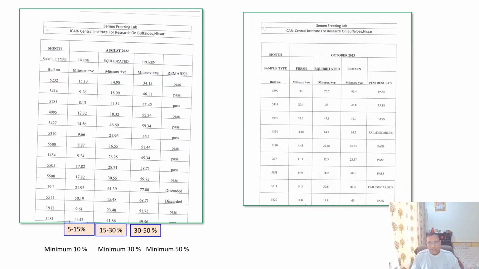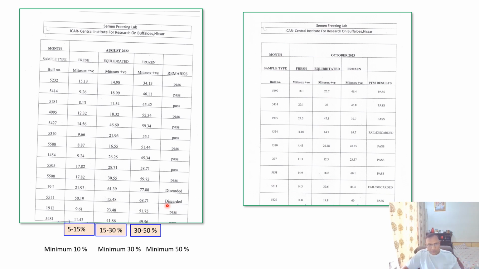We regularly measure. Our semen lab is accredited by the central monitoring unit, and we regularly monitor the MitoSOX production by our cells in three conditions: fresh semen, equilibrated after 4 hours at 4 degrees centigrade, and after freezing. So we have thousands of data on fresh, equilibrated, and frozen. And we can see here the remark: those ejaculates have been discarded.